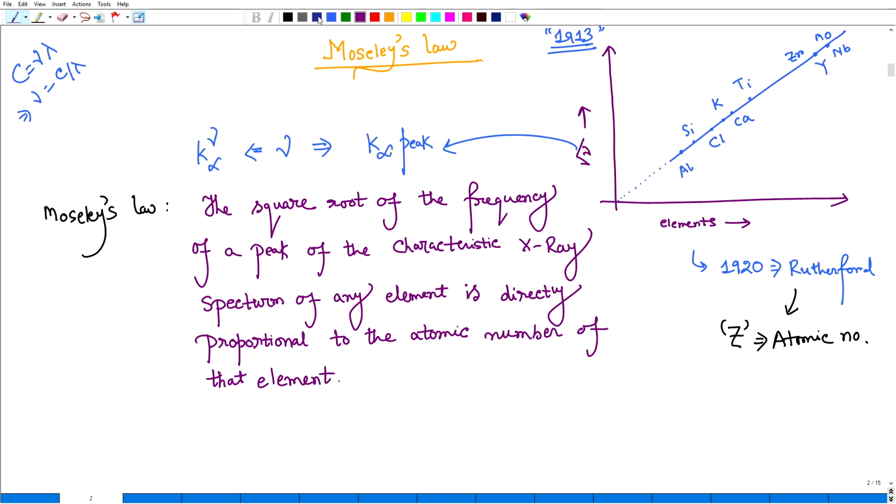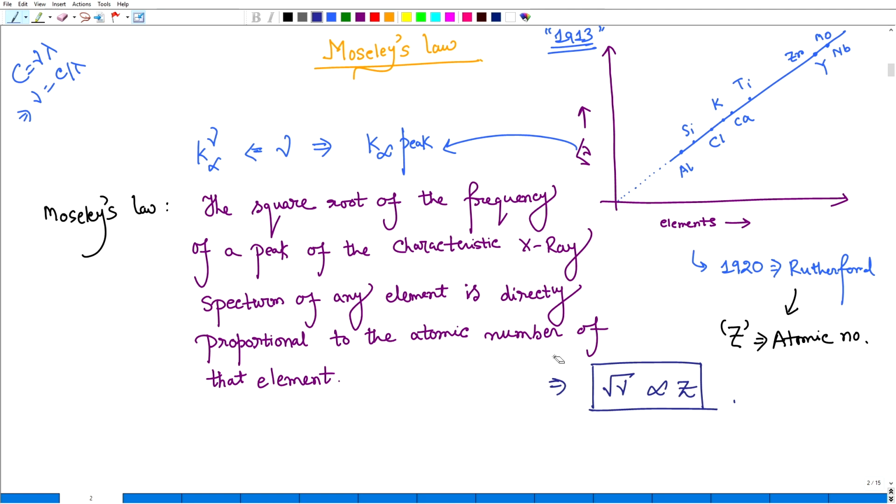Okay, what I have said is that root over nu is proportional to Z. So this is Moseley's law. The square root of the frequency of a peak of the characteristic X-ray spectrum of any element, that can be molybdenum, that can be silicon, titanium, anything, is directly proportional to the atomic number of that element. So root over nu is proportional to Z, where Z is the atomic number.